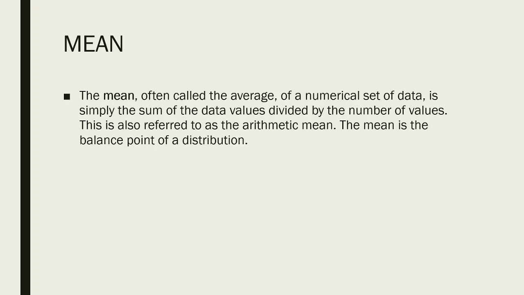The mean is often called the average of a numerical set of data. It is simply the sum of the data values divided by the number of values. This is also referred to as the arithmetic mean. The mean is the balance point of a distribution. So the formula we're going to use is this: sum of values divided by the number of values. So let's have an example.